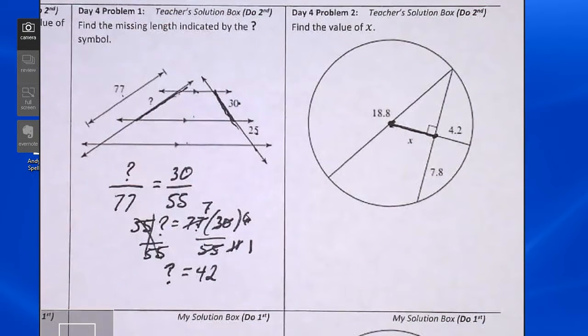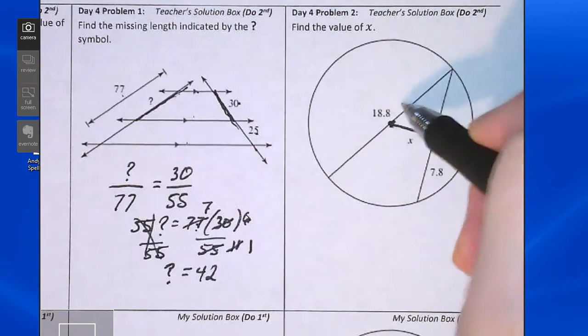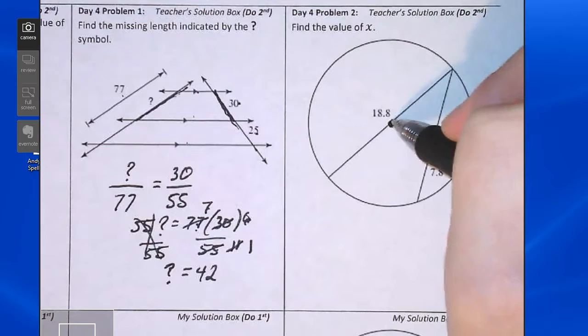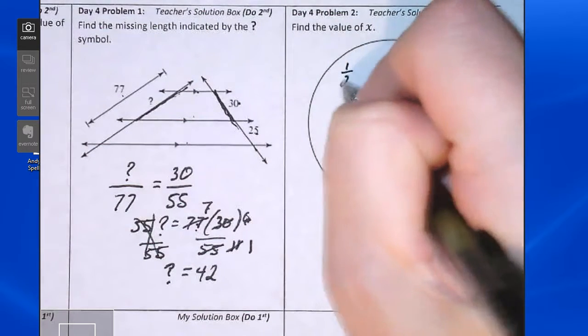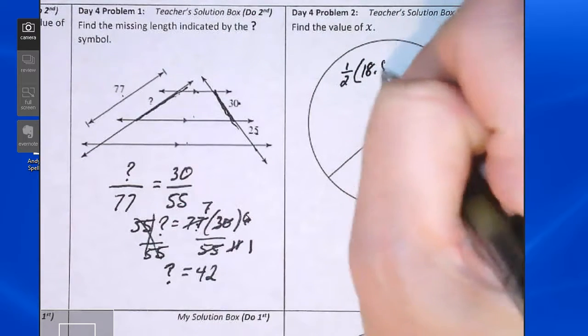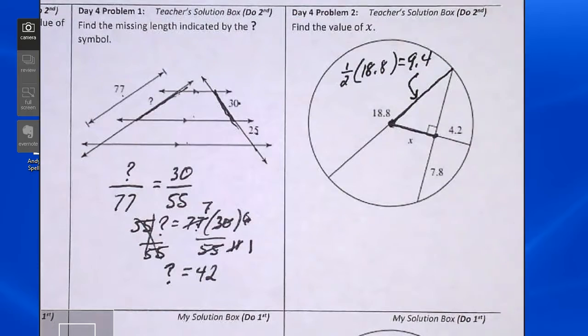So do we know the radius of the circle? Well, we almost do. All the way across the circle is 18.8. And so the radius would be half of 18.8. Let's find that. Half of 18.8 is 9.4. That's how long the radius is. And that will allow us to get x.